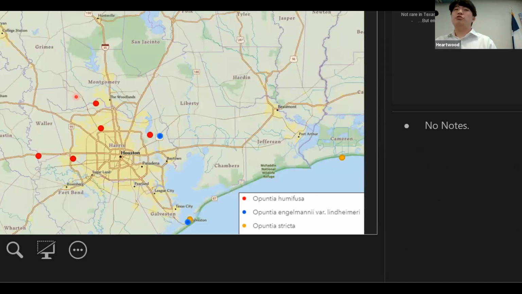I also wanted to talk about the collection locations of the Opuntia that we have at Mercer. Most of the species have been collected throughout and around the Houston area, with a few located around the Gulf Coast.